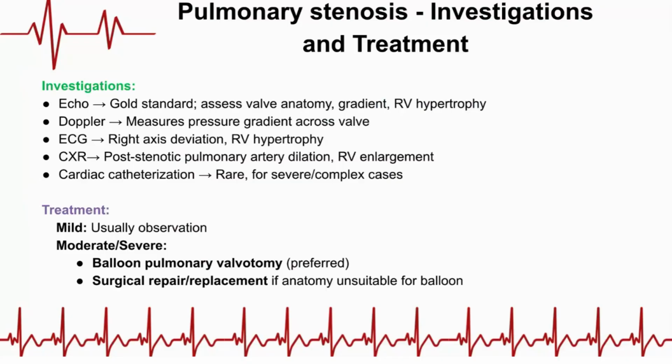Now, in terms of treatment, usually observation is enough. So you don't need to do too much, especially because it can be difficult to do much. But if it is moderate or severe, what we try to do is a balloon pulmonary valvulotomy. And if it is really necessary, an open heart surgery, especially if this person's anatomy is unsuitable for a balloon.